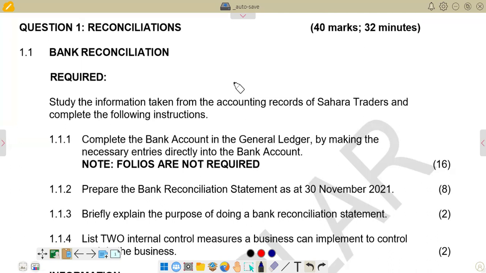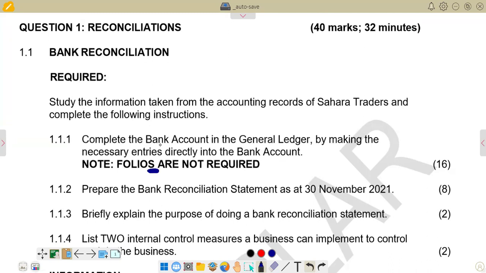In this video, we want to look at the preparation for bank reconciliation segment. That's question one of that question paper, and it reads: start the information taken from the accounting records of Sahara Traders. Complete the following instructions. On the first part, 1.1.1, it reads: complete the bank account in the general ledger by making the necessary entries directly into the bank account. And then we've got: note folios are not required. So, very important to take notes.